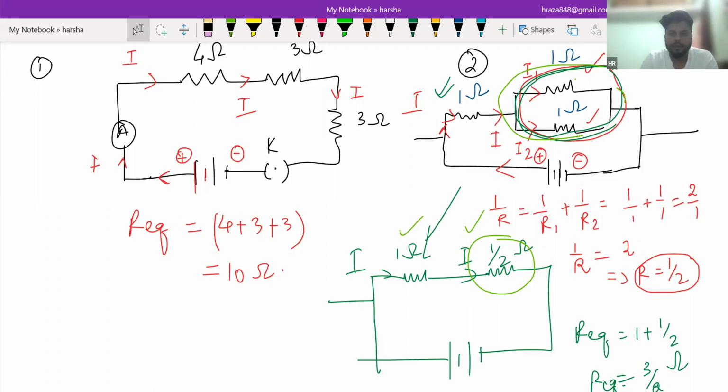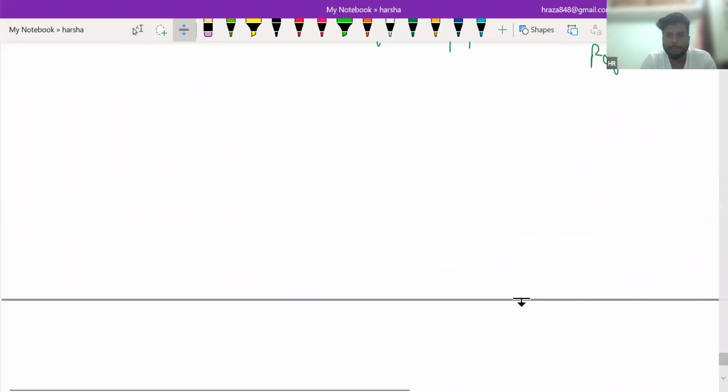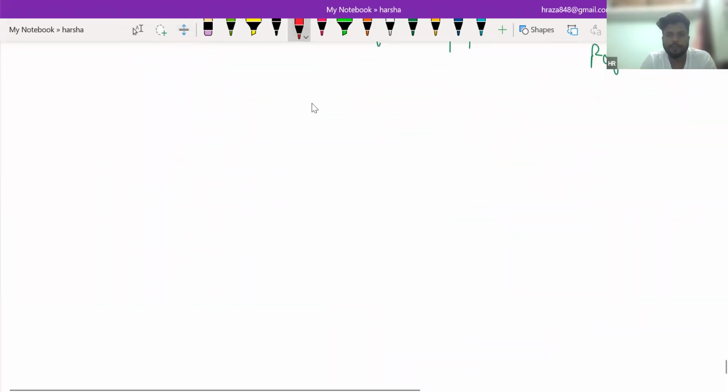Resistance. Okay. Now, see, there are two types of combination of resistors. First one is series, and the second one is parallel. What is the difference between series and parallel? I'm going to write it. See, series, and here it is parallel.